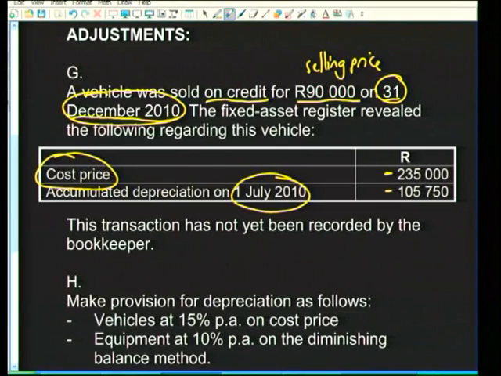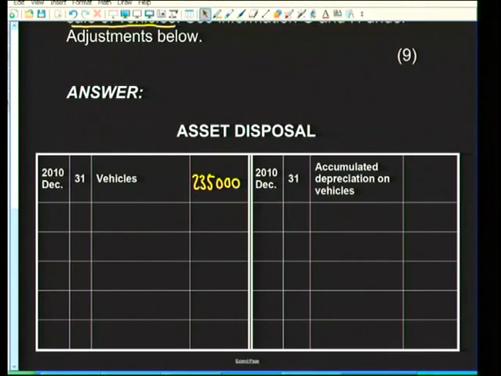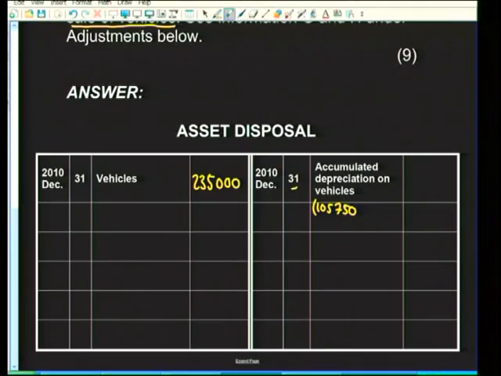So the first step would be to take the accumulated depreciation of 105,750 and just record it somewhere in your ledger account so that the examiner can see that you know that you're going to need to use this number, 105,750. I'm leaving it in brackets because that is not the final number yet. That is only the accumulated depreciation up to the 1st of July 2010. But you can see that we're selling the vehicle on the 31st of December 2010. That is why all our dates in the asset disposal account have got the 31st of December 2010.